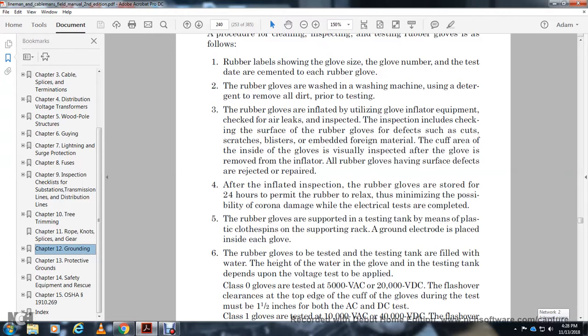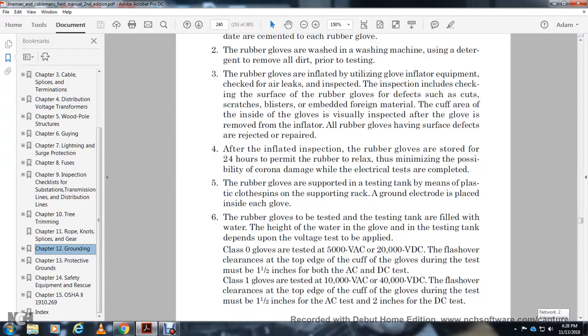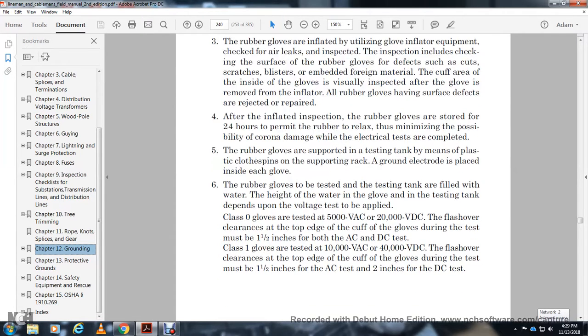The testing voltage depends on the glove class. Class 0 gloves are tested at 5,000 volts AC and 20,000 volts DC. The flashover clearance from the top edge of the cuff of the glove during the test must be 1 1/2 inches for both AC and DC tests. Class 1 gloves are tested at 10,000 volts AC and 40,000 volts DC. The flashover clearance from the top edge of the cuff of the glove during the test must be 1 1/2 inches for the AC test and 2 inches for the DC test.